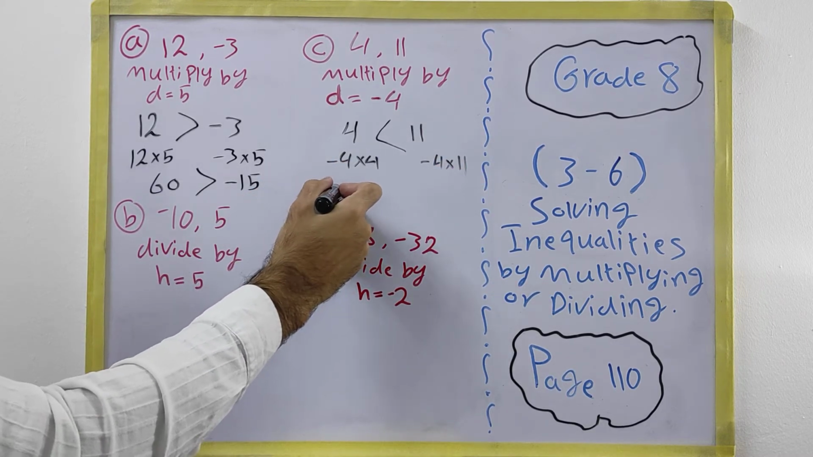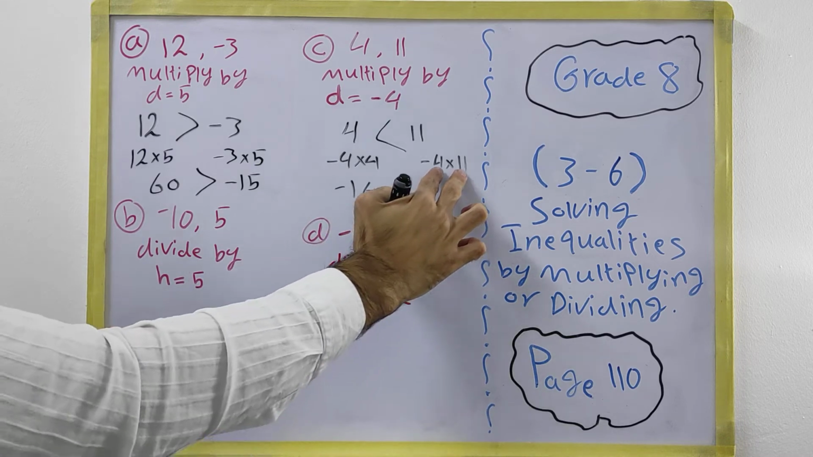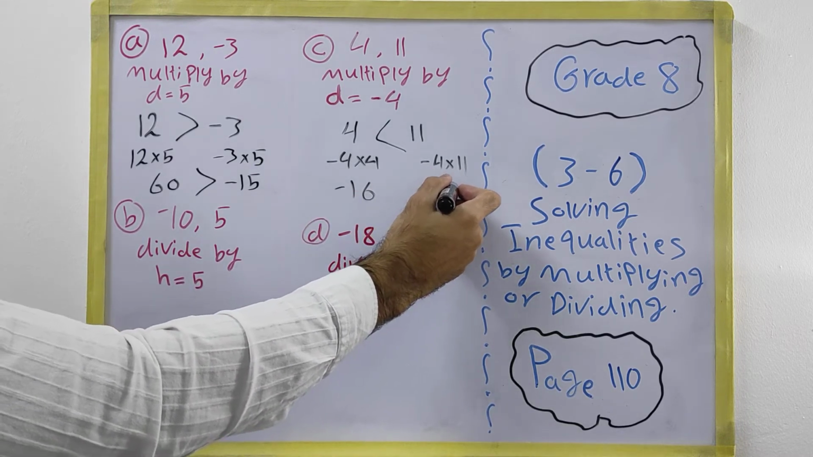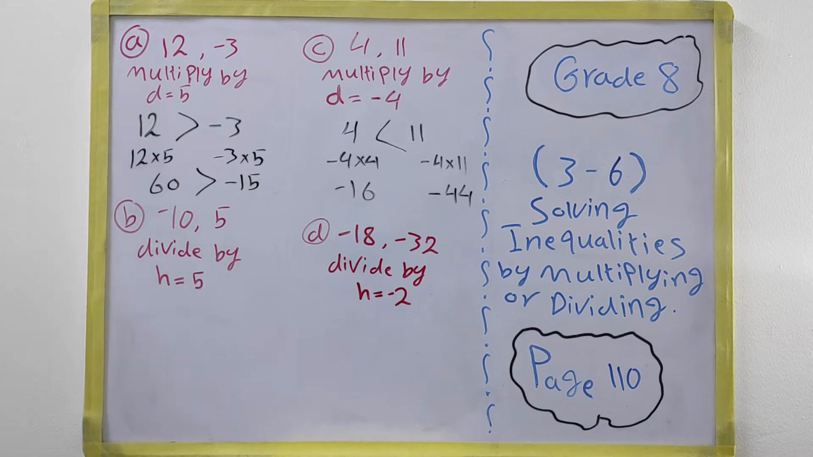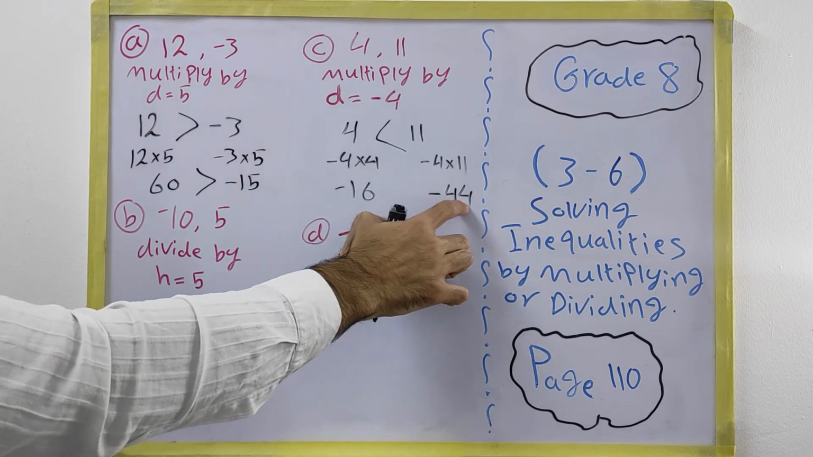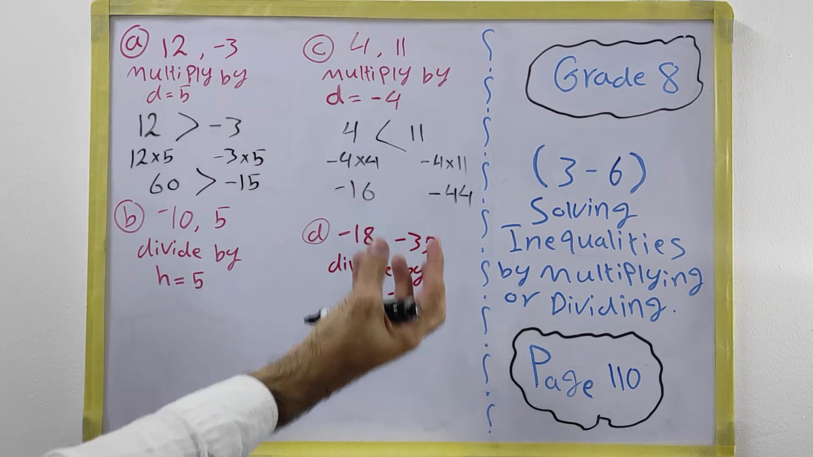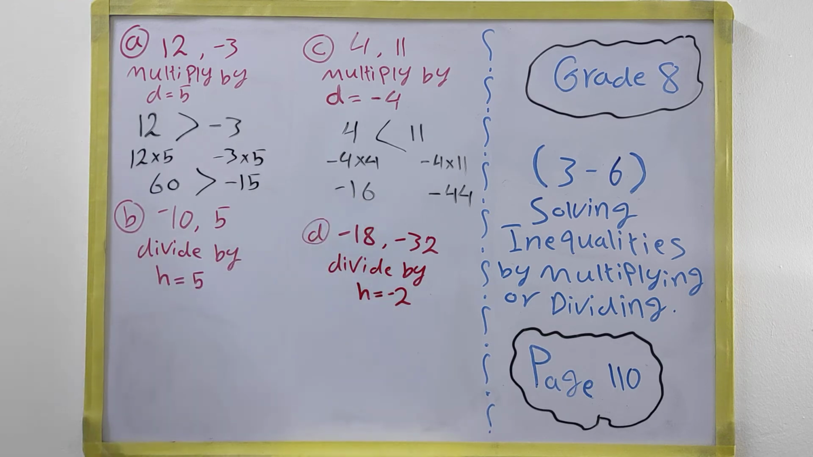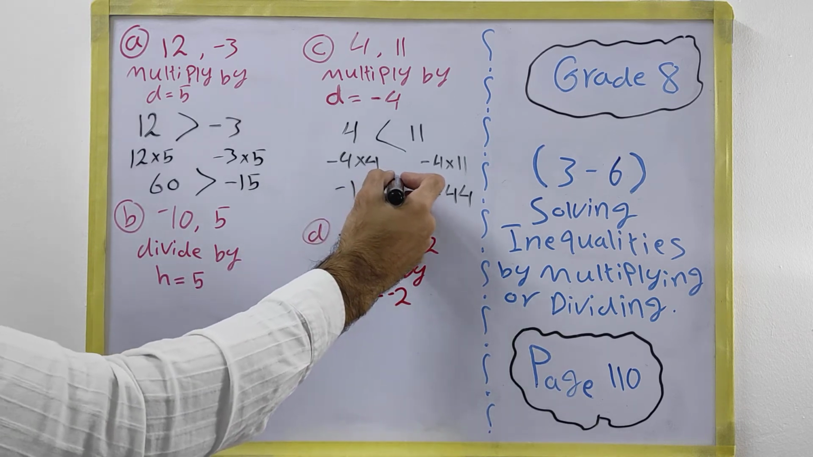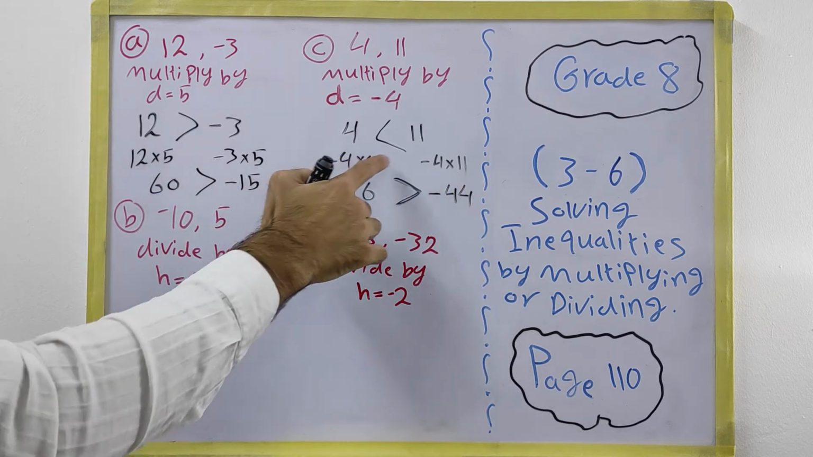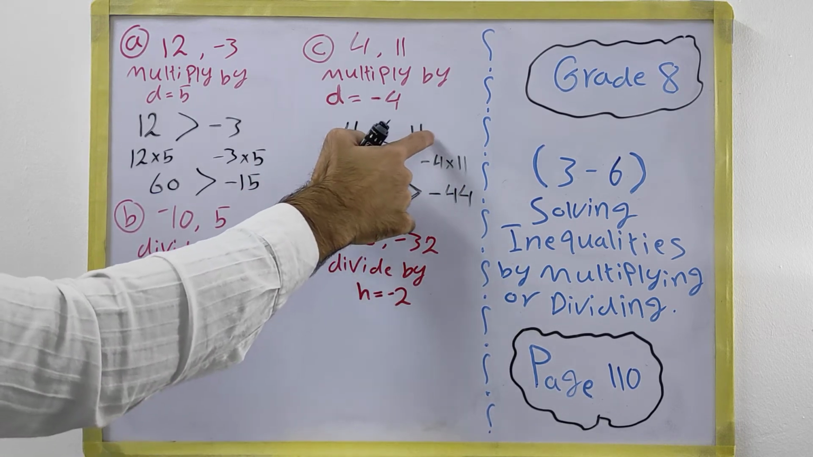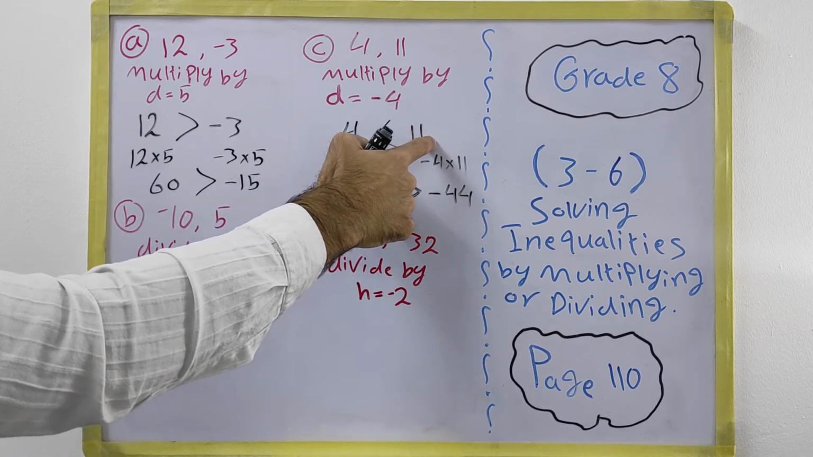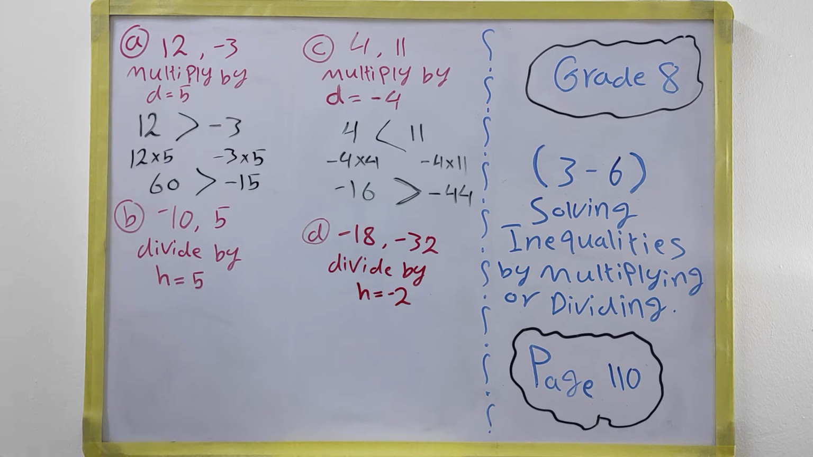The result of this one would be negative 16. The result of the other one would be negative 44. We know that in the negative numbers, the greater the negative, the smaller the value of it would be. So we know that negative 16 is greater than negative 44, like negative 1 is greater than negative 2. We see that at first, this side was greater, but then it changed to this side.